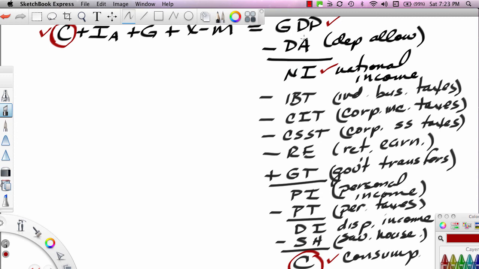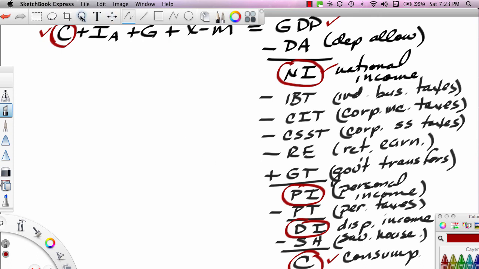Now, this vertical column of items, these are called the income accounts. So what we're doing is we're taking GDP and we're actually breaking it down into three different levels of income. National income, which is the broadest measure of income. Personal income, which is what actually flows into households. Disposable income, which is what households actually have available to either spend or save.